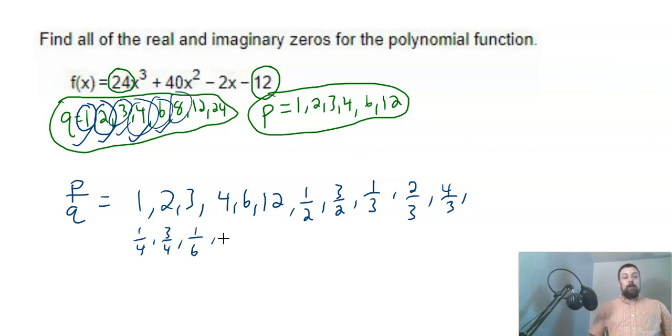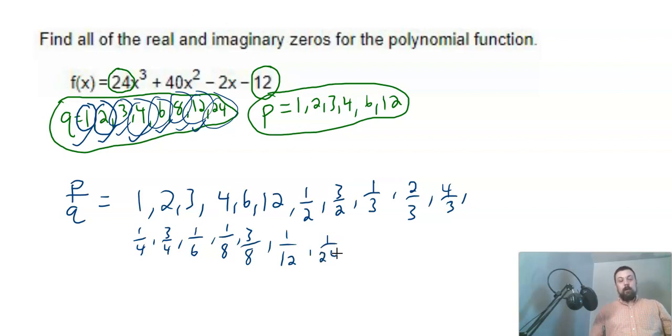Let's do 8. We get 1 divided by 8. 2 divided by 8, which reduces to 1/4. 3/8, that doesn't reduce, so that's a new one. But then the rest of them do reduce, and so they are already somewhere on our list. 12, we get 1/12. The rest reduce, so that takes care of 12. And then 24, we get 1/24. The rest reduce. All right.